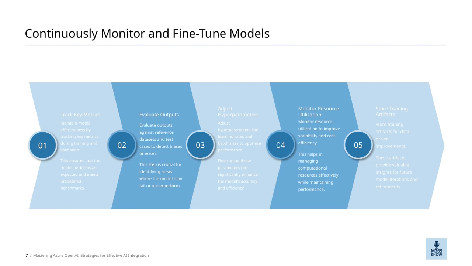Monitoring resource utilization is also key. Keeping an eye on computational resources helps us scale effectively and manage costs without sacrificing performance. This way, we ensure our solutions are both powerful and efficient. Finally, storing training artifacts is an often overlooked but critical step. These artifacts, which include model weights and configurations, give us valuable insights. They serve as a foundation for future improvements and help us understand what worked well and what might need changing. By continuously applying these strategies, we can keep our models sharp, reliable, and ready to deliver the best results.